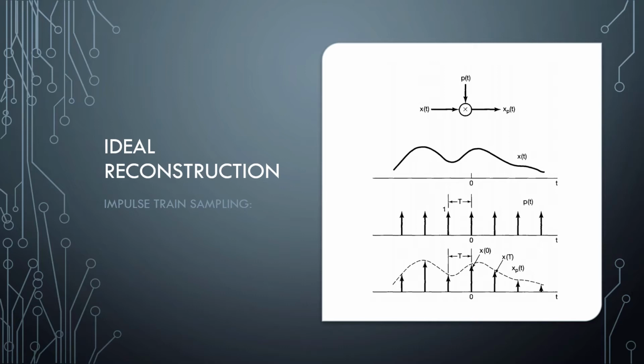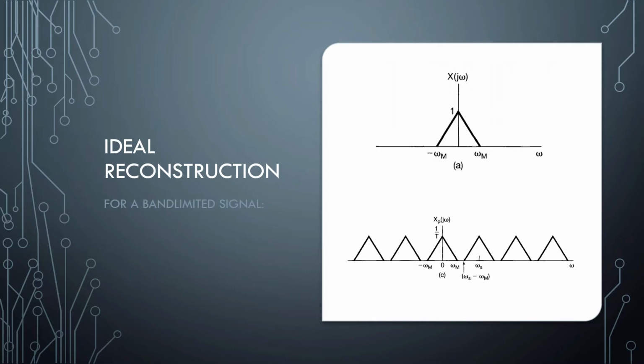Suppose we have a signal x of t. We'll take an impulse train p of t with period T, and we'll multiply them both. And what we get is xp of t, which is basically just scaled impulses at evenly spaced intervals with period T. So on the top, we have our signal x of t in the frequency domain.